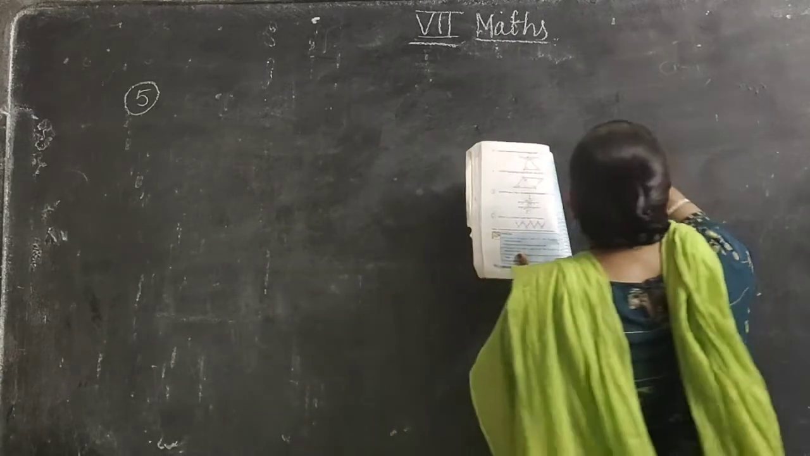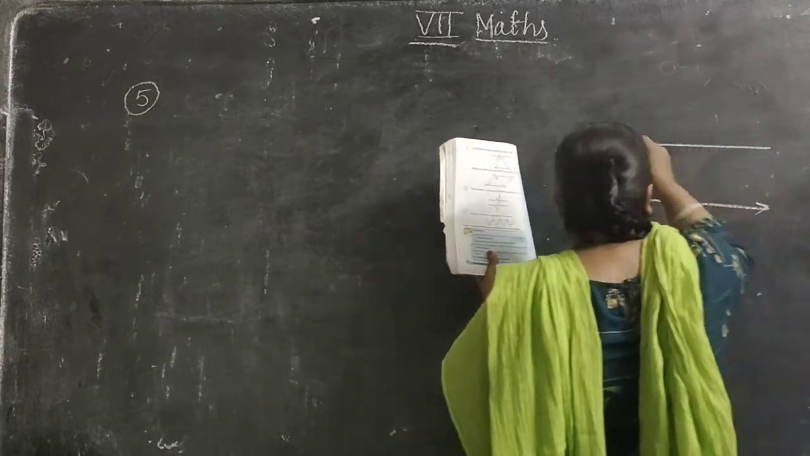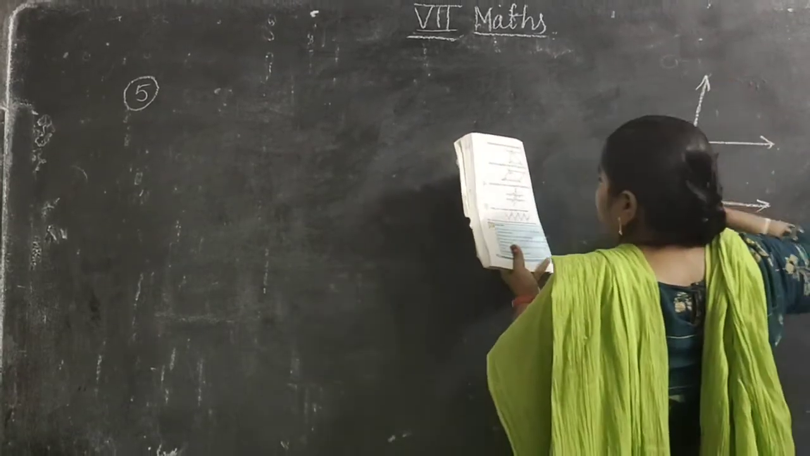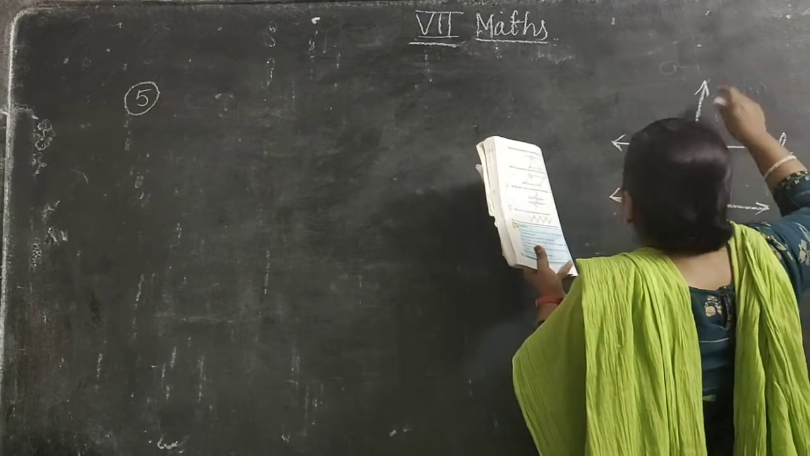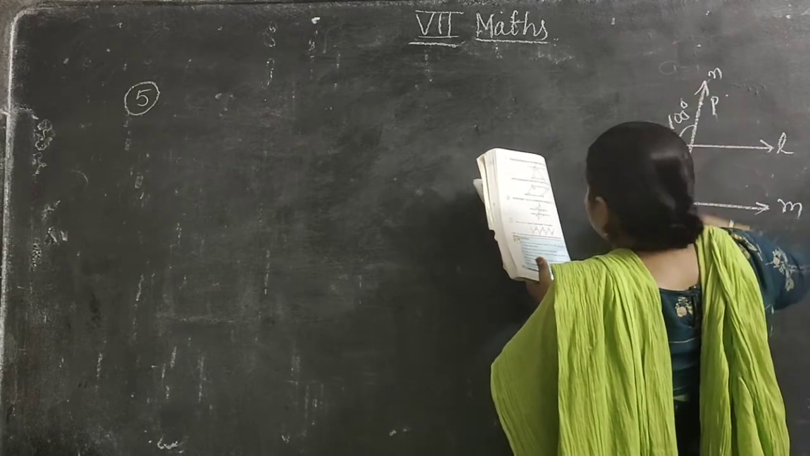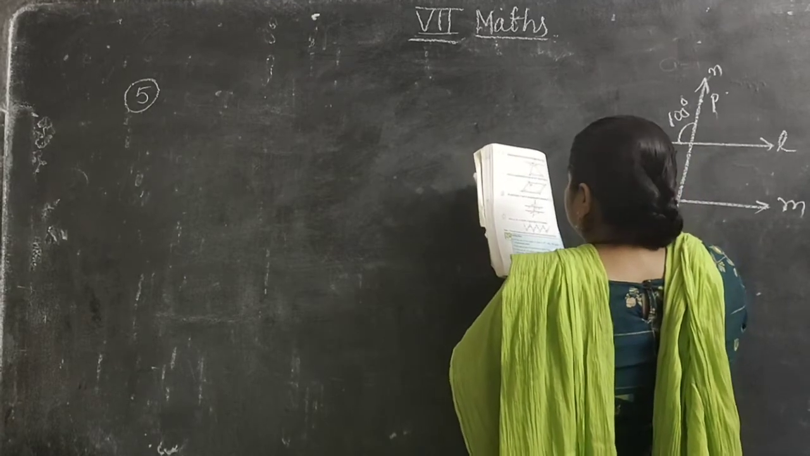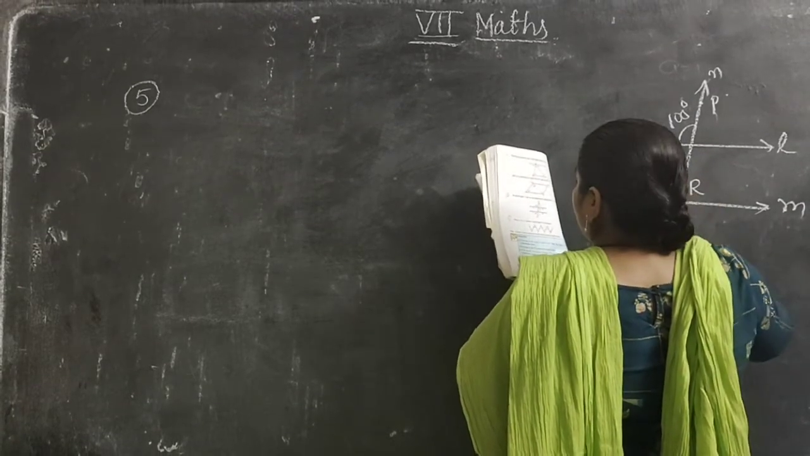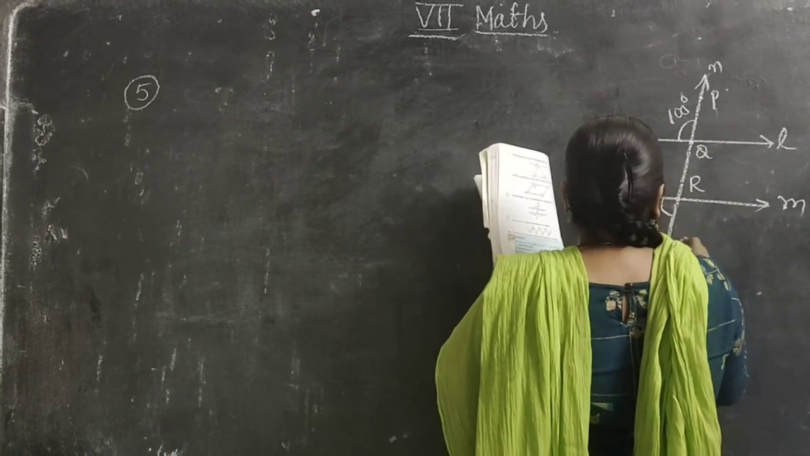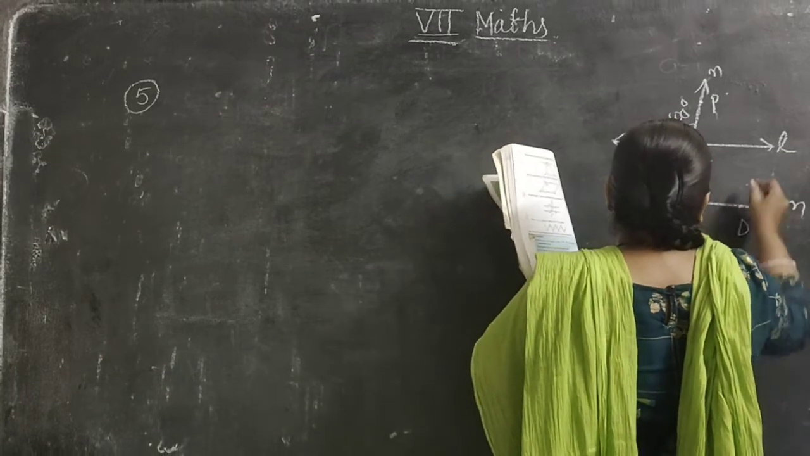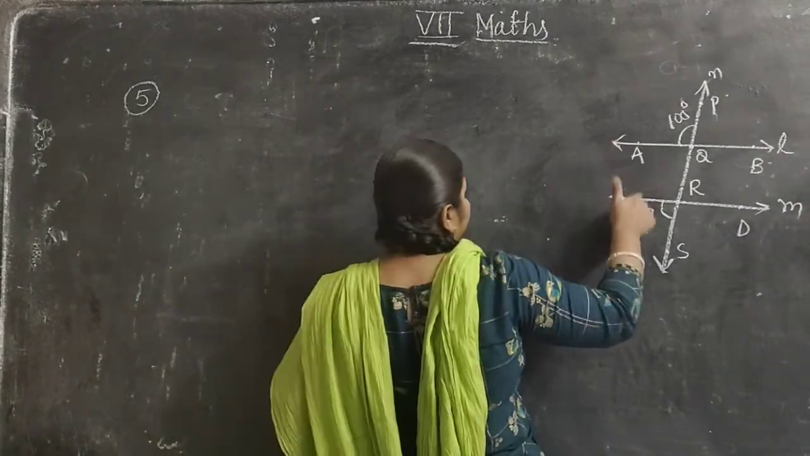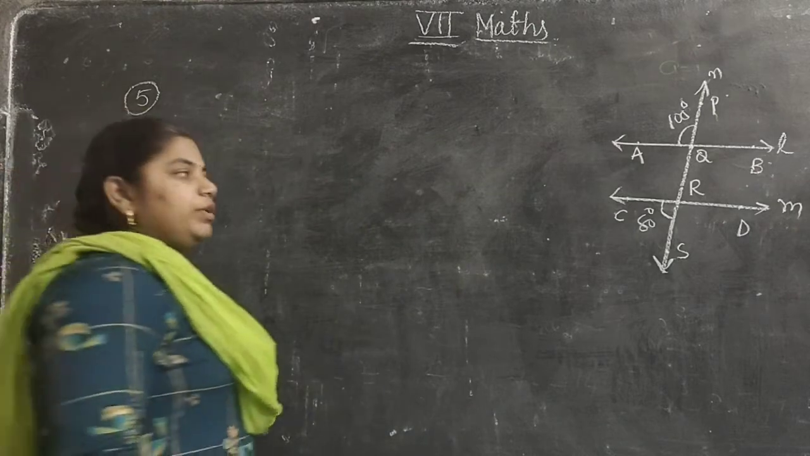So first, stating the question, draw a figure here. So this is what? This is L, M, and this is N. Here they have given point P. This is 100 degrees. A, C, R, Q, this is 80, point S, this is D, and this is B. So by seeing this figure, you can tell whether these two lines are parallel or not. We have to check, and we have to give the reason also.